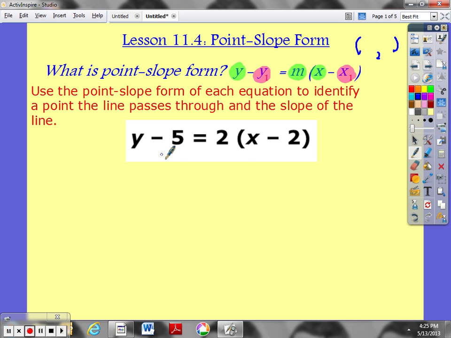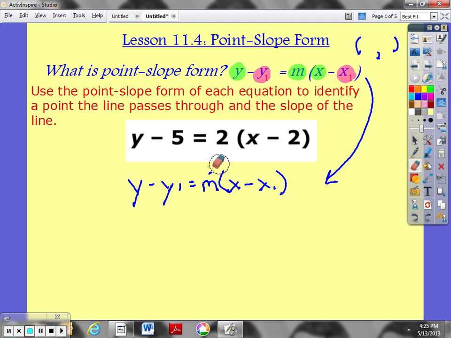Okay, what I'm going to do is rewrite this point slope form right underneath this equation. So we have y minus y sub 1 equals, now, instead of the 2, I'm going to put m times x minus x sub 1. Now I'm going to go back in and fill in what I already have. We know that the m is the slope, so that is my slope. So it says identify a point the line passes through and the slope of the line. So we know the slope of the line is now 2.